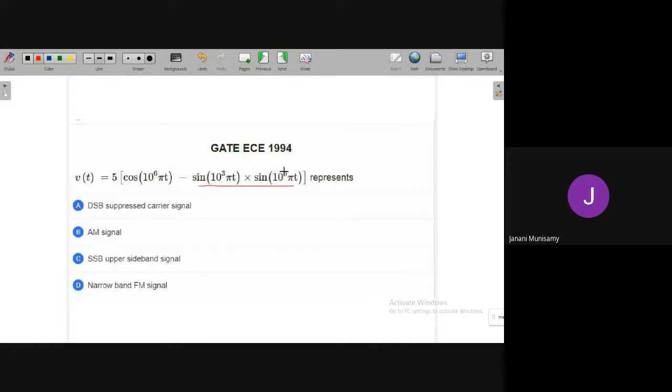Say for example, we can assume this is sin A into sin B. Once it is sin A into sin B, I can write it like cos of A minus B minus cos of A plus B. Please refer to the basic formula. Okay, then already cos is there. Then if you get minus of cos A minus B, again if you take this minus inside, plus of cos A plus B.